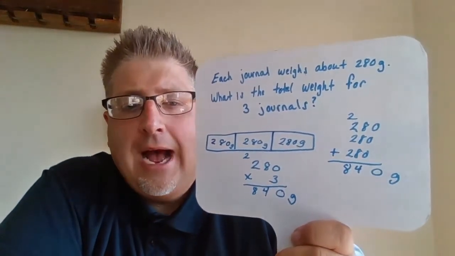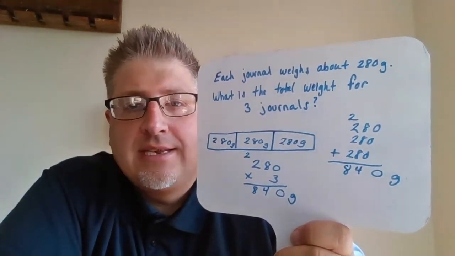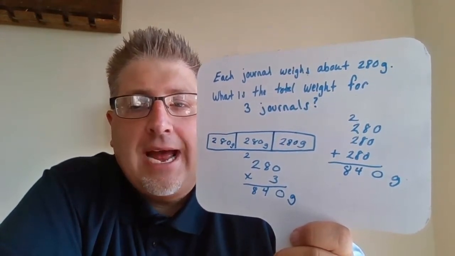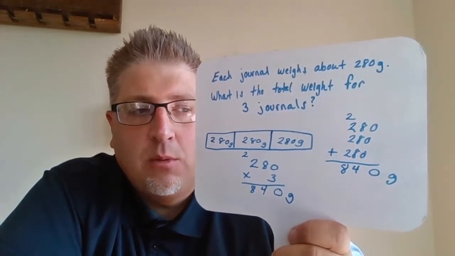But this is just showing how to break down a word problem. Take what you're given and solve the problem. It was a pretty easy one. So we know that she had 840 grams of journals. That was what the weight was for that. Okay? Let's tackle one more.